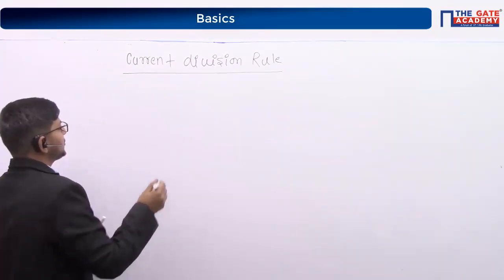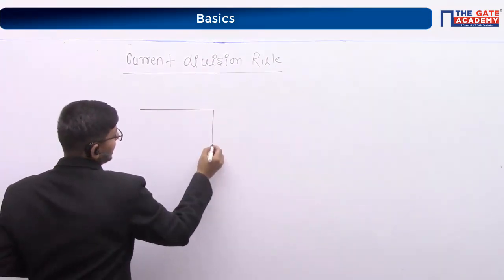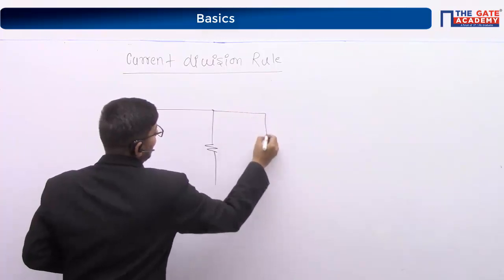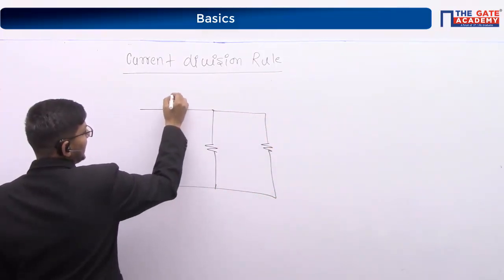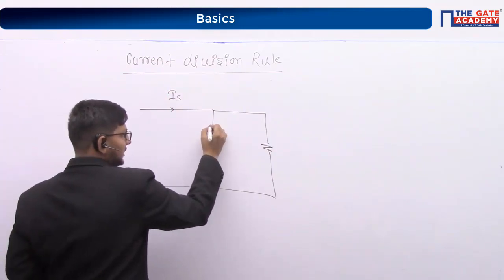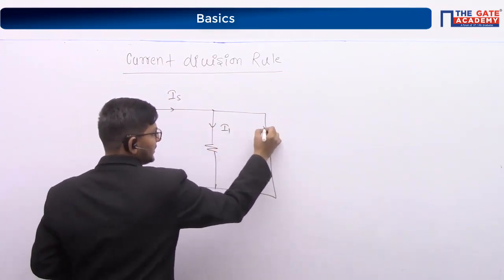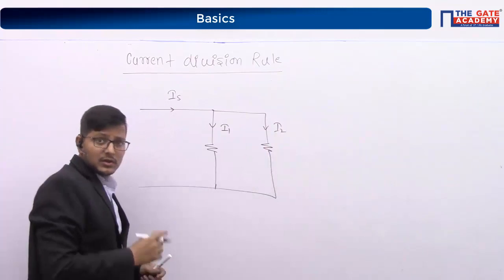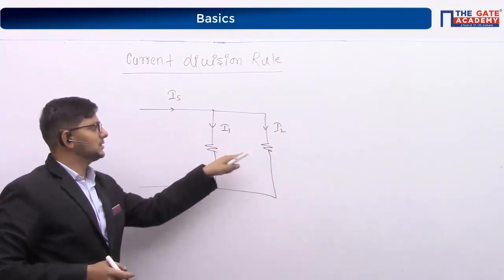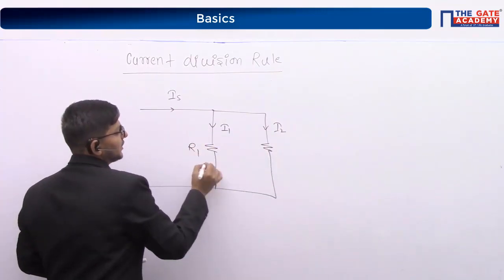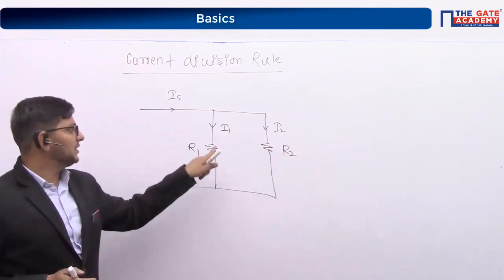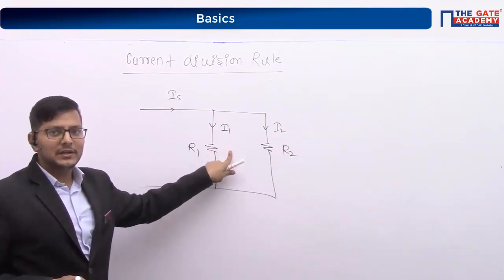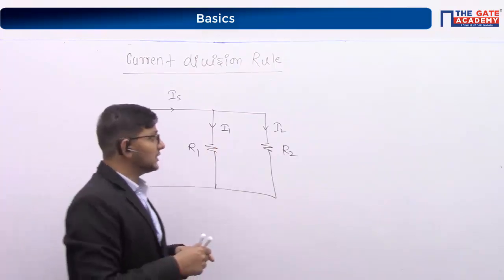What is the current division rule? Suppose two branches are connected in parallel, like that. The supply current is IS, the current in this branch is I1, and the current in this branch is I2, right? Let this resistance be R1, and this resistance be R2. Now, if you want to find the value of this current I1, I am giving the shortcut.